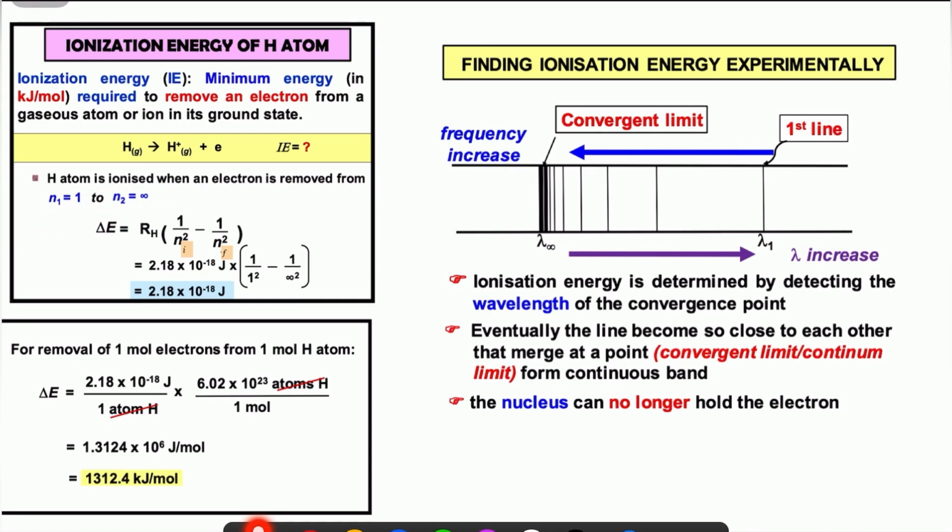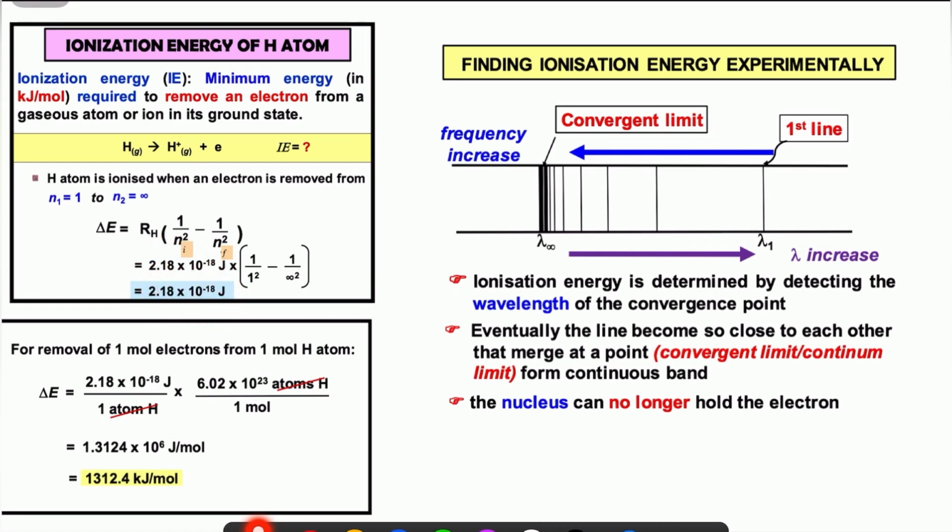By using the formula, delta E equals the Rydberg constant times (1 over n initial squared minus 1 over n final squared). The Rydberg constant used is 2.18 times 10 to the power negative 18 joule, n initial is 1 and n final is infinity. So 1 over infinity is 0, so this becomes 1. The energy difference is 2.18 times 10 to the power negative 18 joule, the same as the Rydberg constant value.